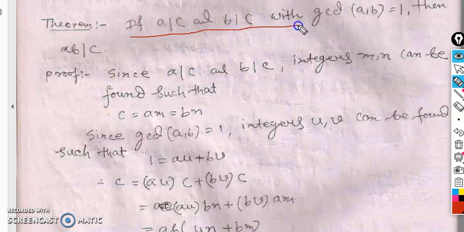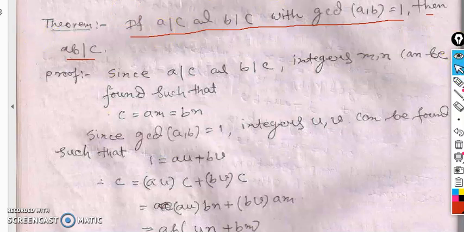B is a divisor of C with GCD(A, B) equal to 1, then AB should divide C. Again we repeat the concept. If A is a divisor of B and B is also a divisor of C.